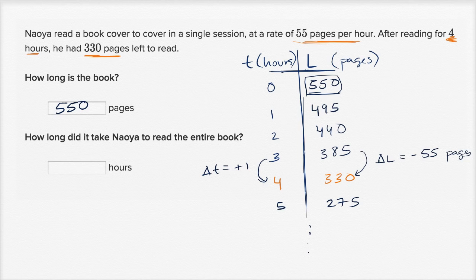Or we could just say, look, he's got 330 pages left to read, and let me write the units down, pages, and he's reading at a rate of 55 pages per hour.